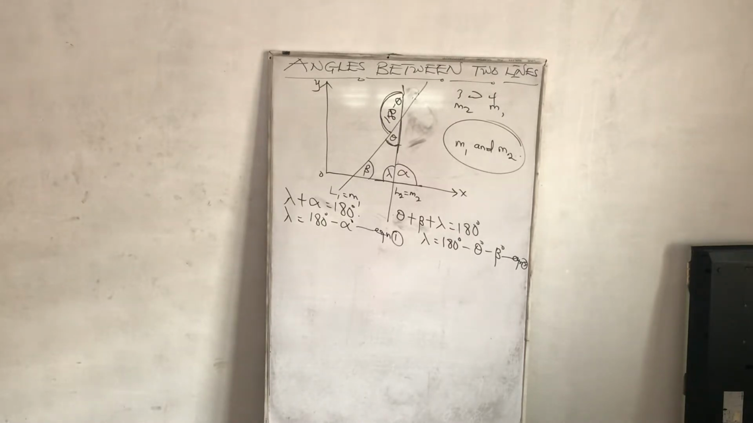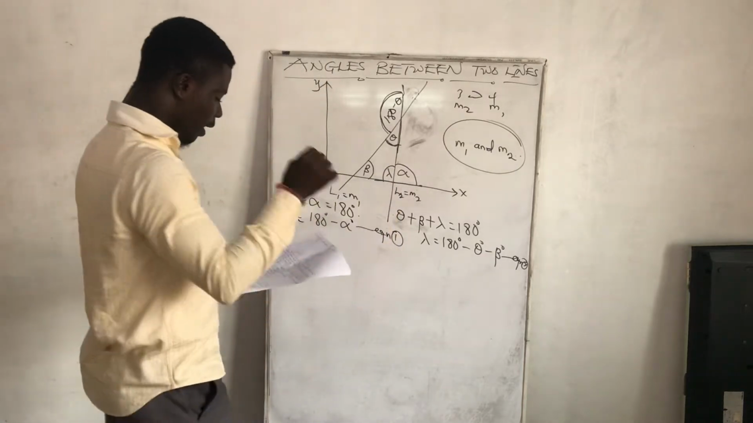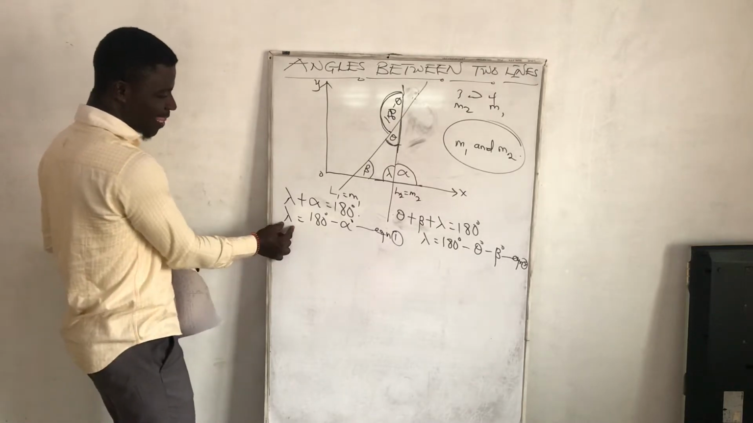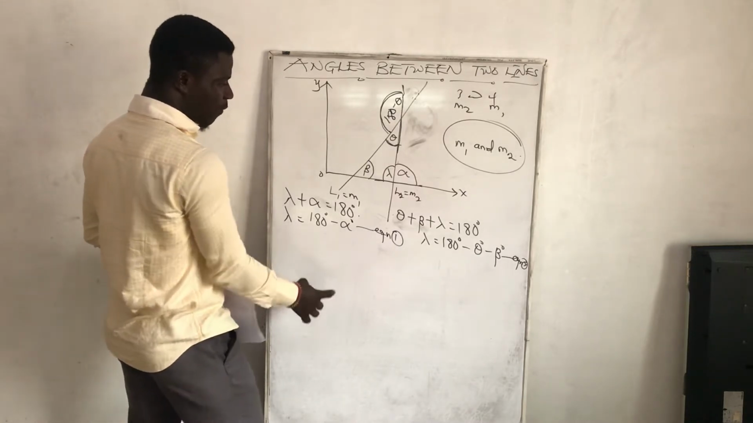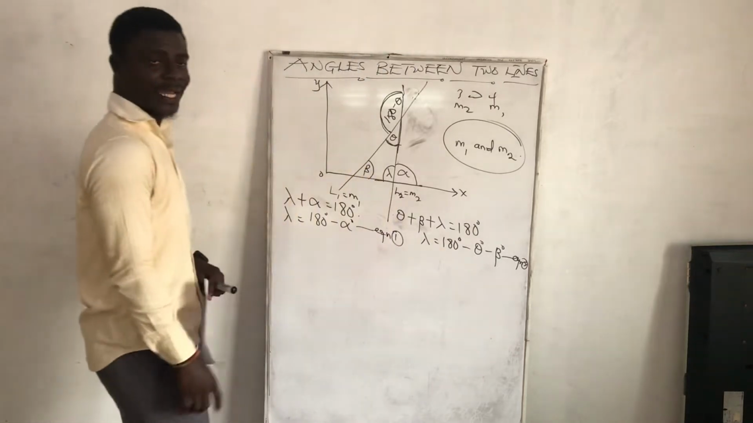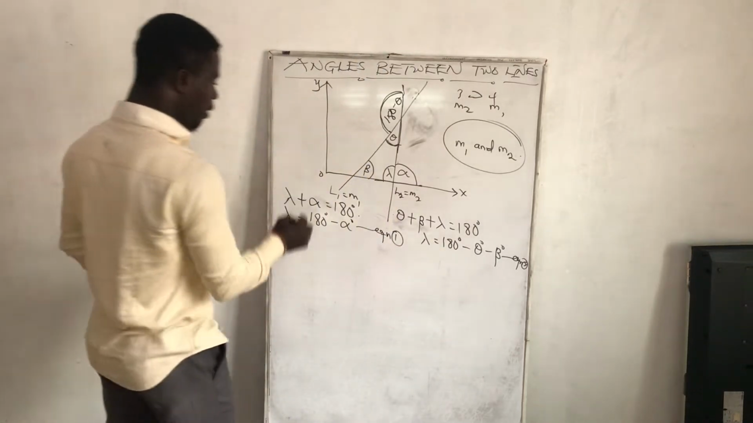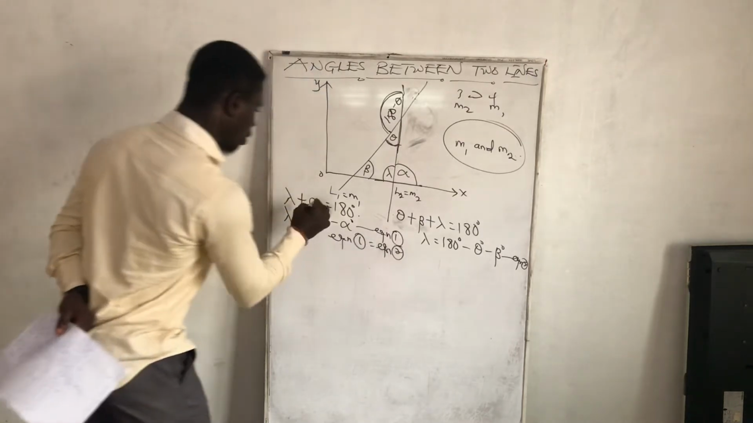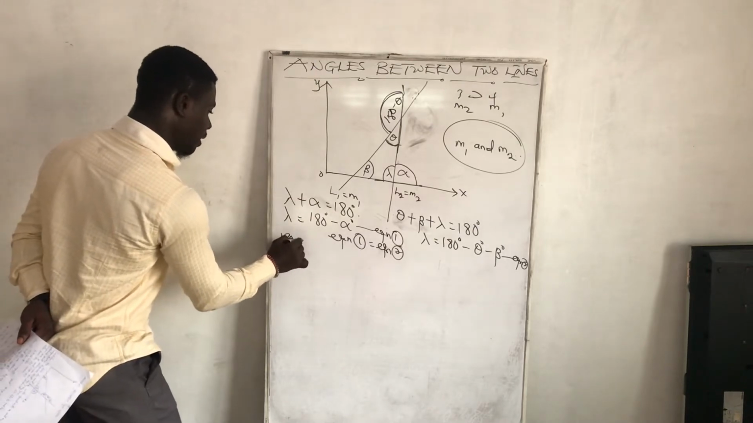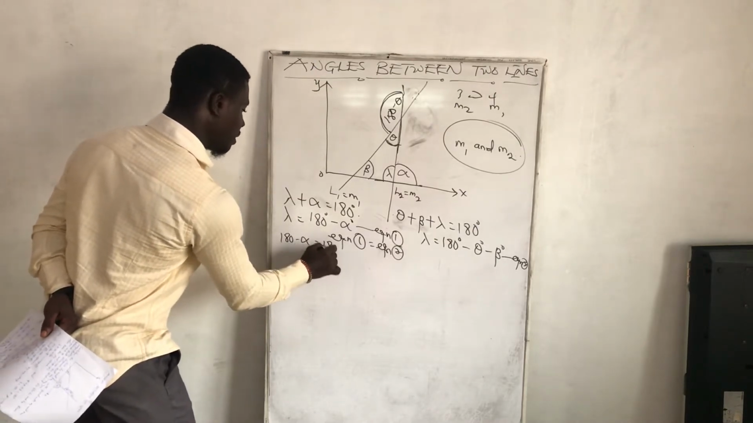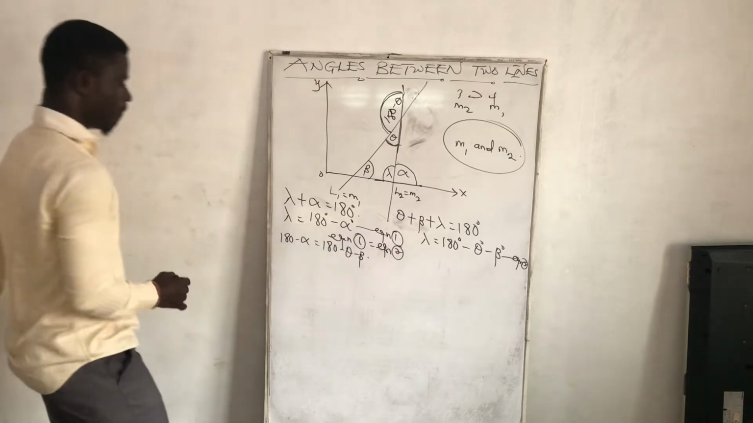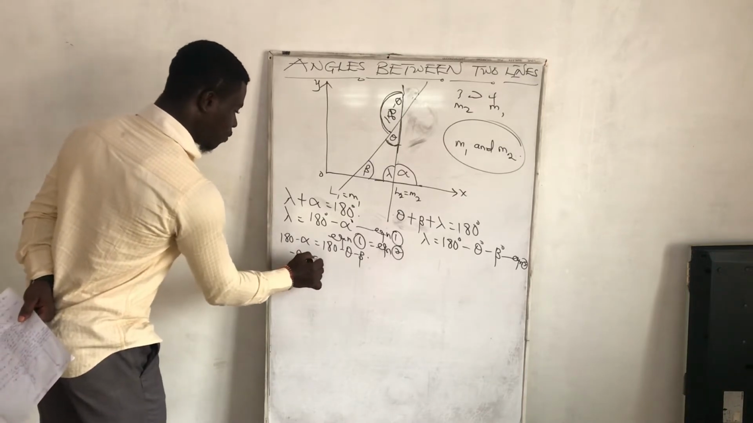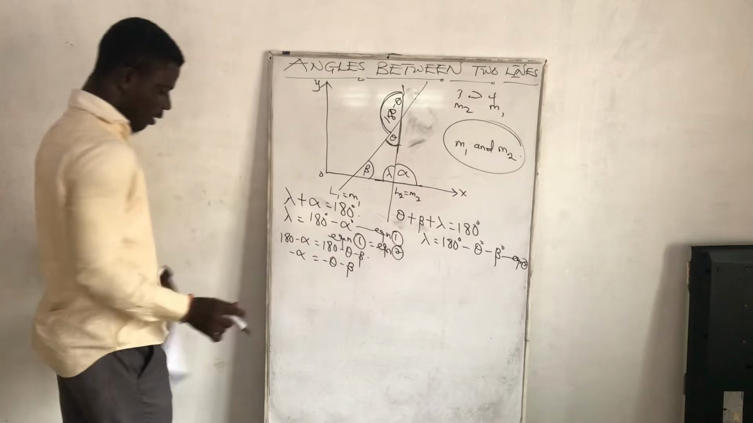So now, proceeding, from equation 1 and 2 we obtain by equating. So let's equate that. Because in equation 1, we have lambda being equal to 180 minus alpha, then lambda being equal to 180 minus theta minus beta. So we equate equation 1 to equation 2. We have 180 minus alpha being equal to 180 minus theta minus beta. Right, so we can see that this cancels that. So I'll get minus alpha equals minus theta minus beta.